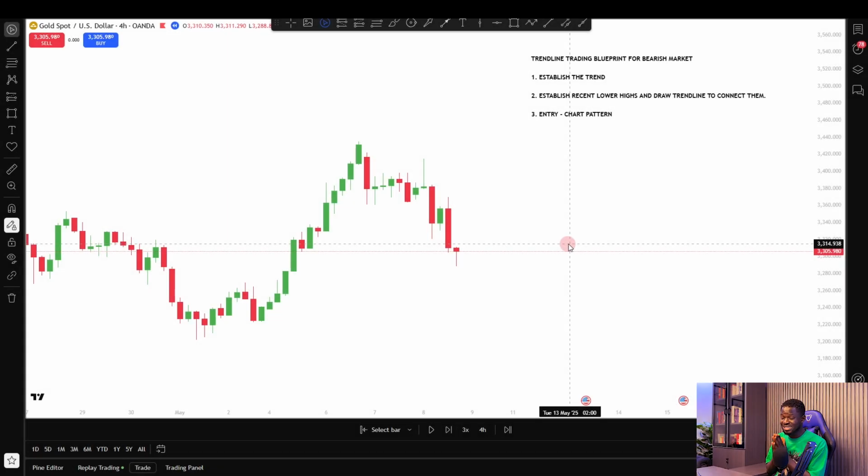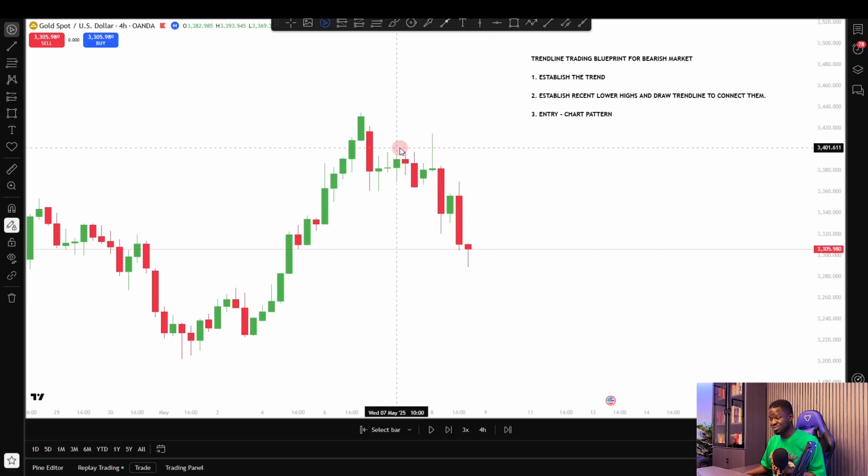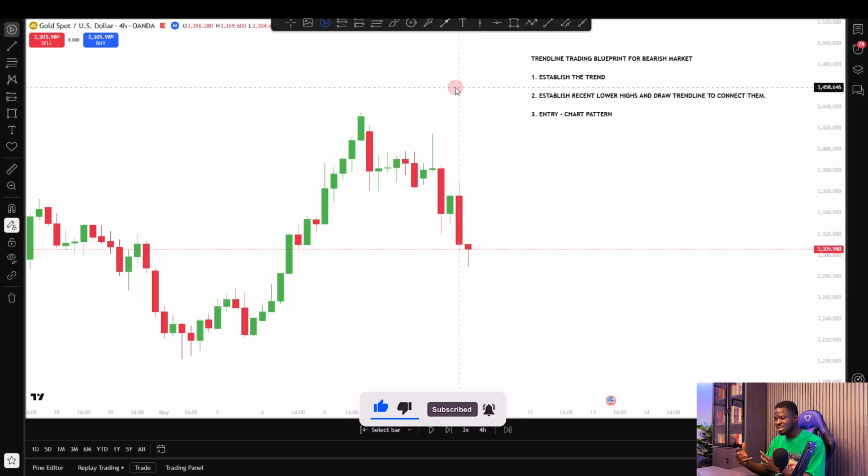Let's take a look at another example on gold market using this trendline trading blueprint to trade gold market. On the 4 hours of gold right now, you see that the price action is trending to the downside. Sellers are the one in charge of the market, and we don't want to trade against the trend. Since the trend is downtrend, we just have to be on the side of the sellers by taking only sell opportunity.